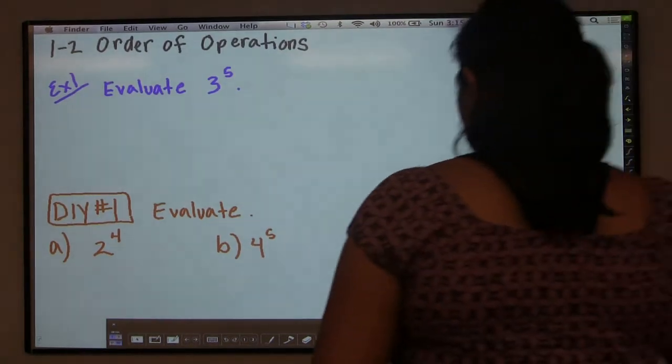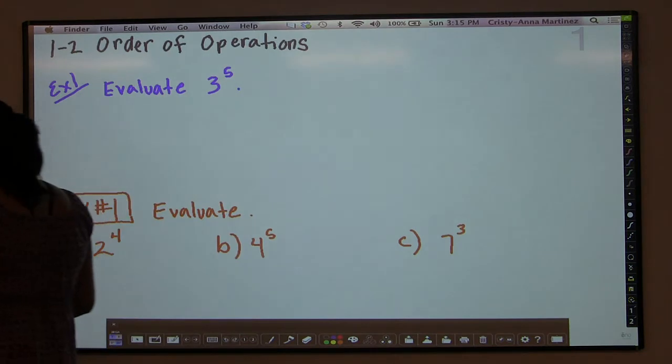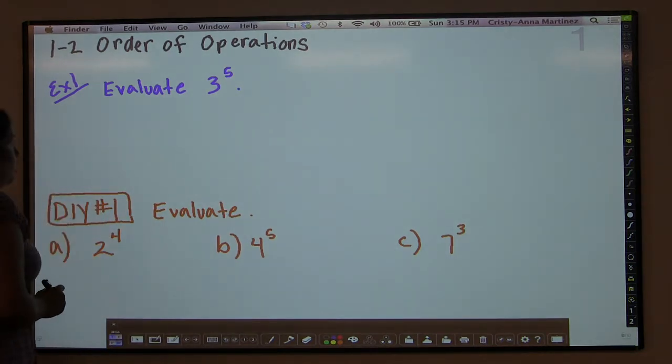Hello! Today's lesson is order of operations, but before we get to the order of operations, we want to make sure that you are aware of how to evaluate powers. So here as example 1, we have evaluate 3 to the 5th power.